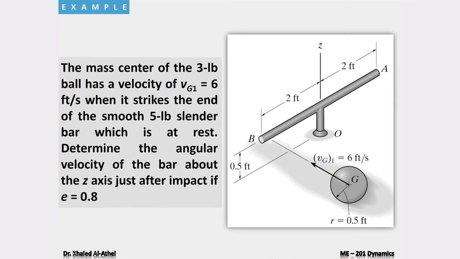Now, let's go to another example. The mass center of the 3-pound ball has a velocity of Vg1 equals 6 feet per second when it strikes the end of the smooth 5-pound cylinder bar, which is at rest originally. Determine the angular velocity of the bar about the z-axis just after impact if the coefficient of restitution is given as 0.8.